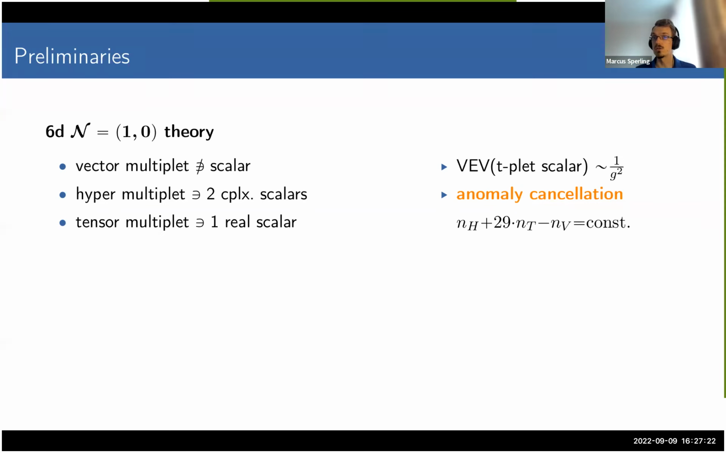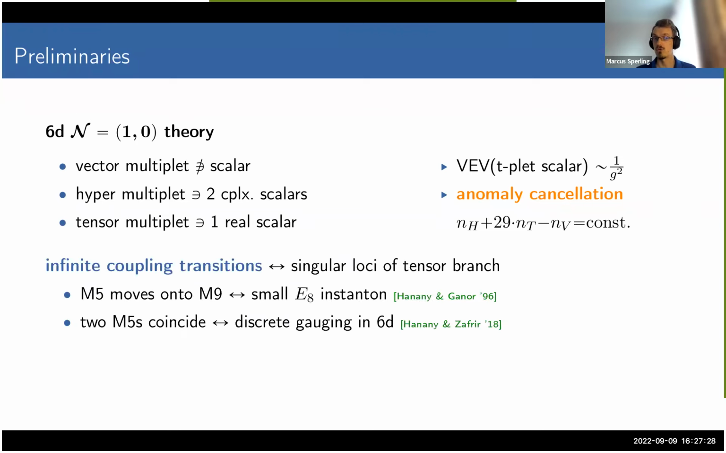Then we also know that putting NS5 branes sufficiently close or even on top of each other is actually a strongly coupled phase. And then we want to know what is precisely the Higgs branch of these infinite coupling transitions. And we have 2 prototypical examples that we can talk about. One is the M5 brane moving into the M9, setting 1 gauge coupling to infinity, which is called the small E8 instanton. Or we have 2 M5 branes becoming coincident, which we call the discrete gauging transition. And for these, the question is basically, how do we address the corresponding Higgs branches at these strongly coupled points?